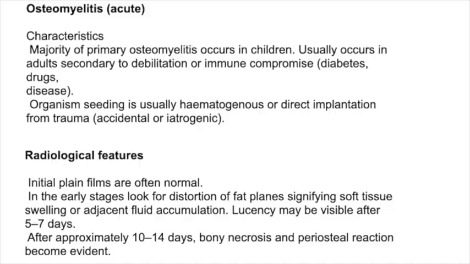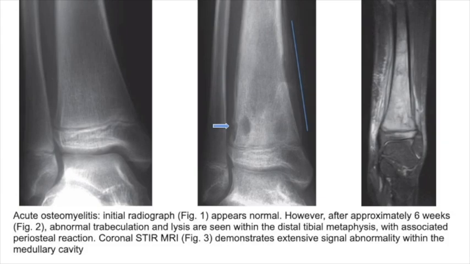Okay, so these are examples with X-ray. You see the first is almost normal. In the second X-ray, you can see with the arrow a lucency, that means there is necrosis. And you see with the blue line the periosteal reaction. You can see there is some tissue density around the bones. So it's bilateral, but on this side it's more prominent. And the other is the MRI.